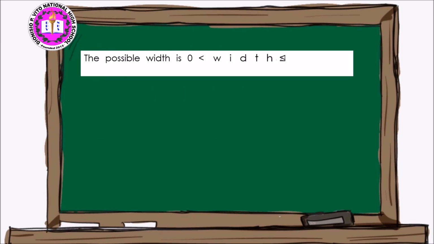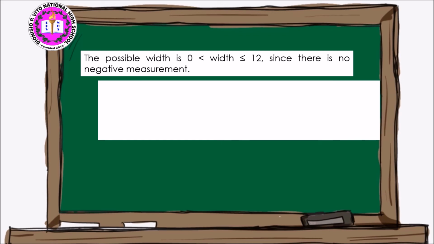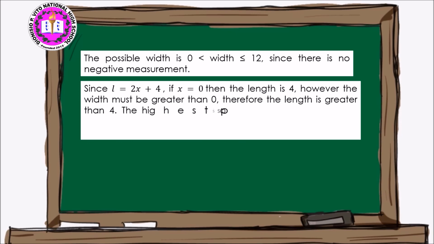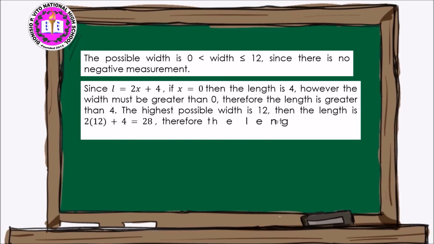So the possible width is greater than 0 but less than or equal to 12, since there is no negative measures. Since the length is equal to 2x plus 4, if x is equal to 0, then the length is 4. However, the width must be greater than 0. Therefore, the length is greater than 4. The highest possible width is 12. Then, the length is 2 times 12 plus 4, which is equal to 28. Therefore, the length can be equal to or less than 28.